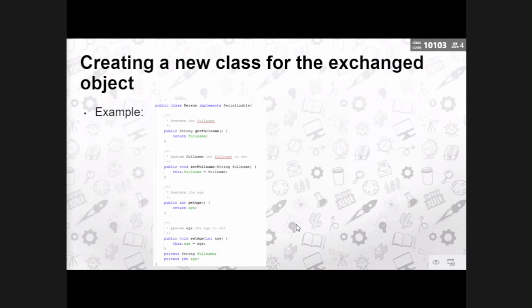And then I created getter and setter methods. So for example, here I have the, sorry, wrong screen. Get full name, set full name, and then I have get age and set age.